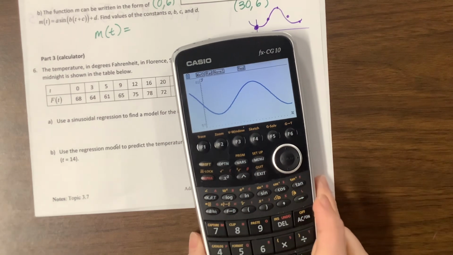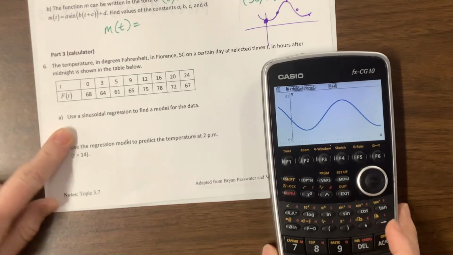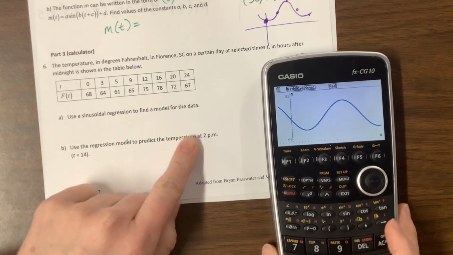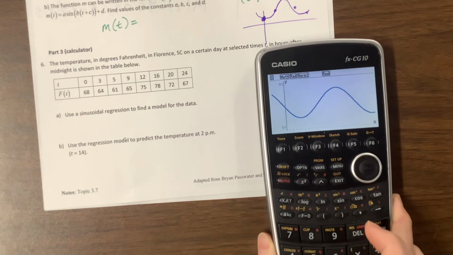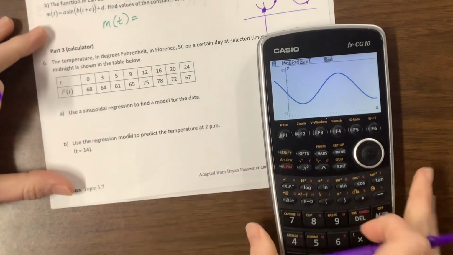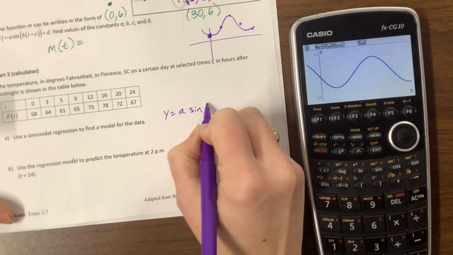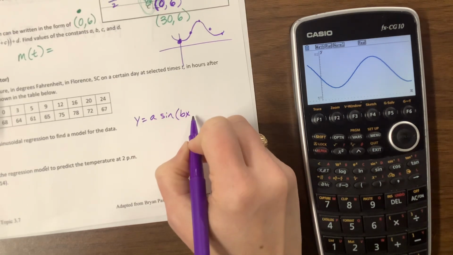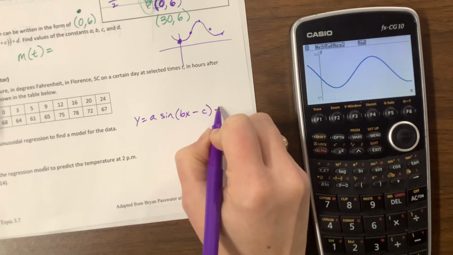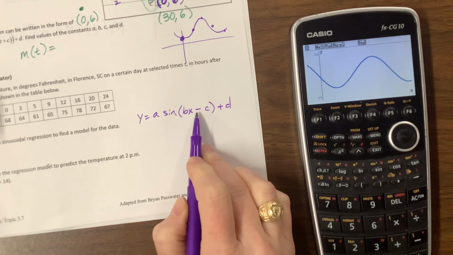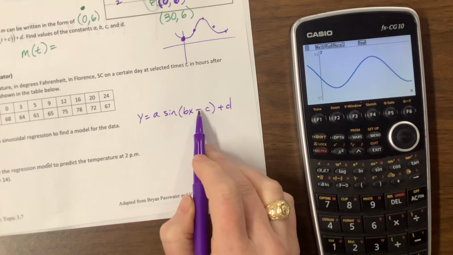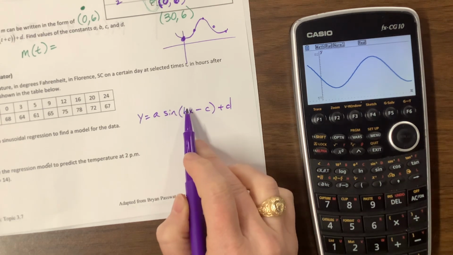It says, oh, okay, use a sinusoidal regression to find a model for the data. Well, we did. The way that the CASIO typically writes the equation is y is equal to a sine of bx, plus or minus c, plus d. I don't remember, we'll check. But whether this is a plus or minus, the point that I'm trying to make is that they don't factor out the b.